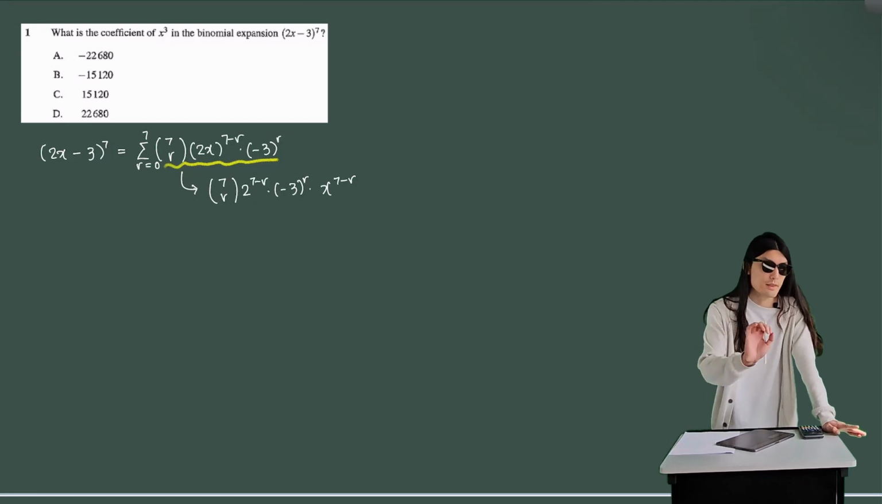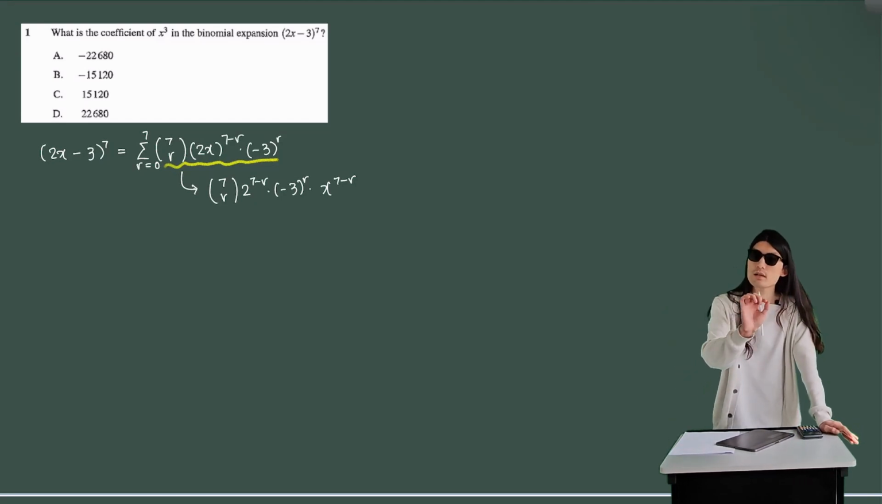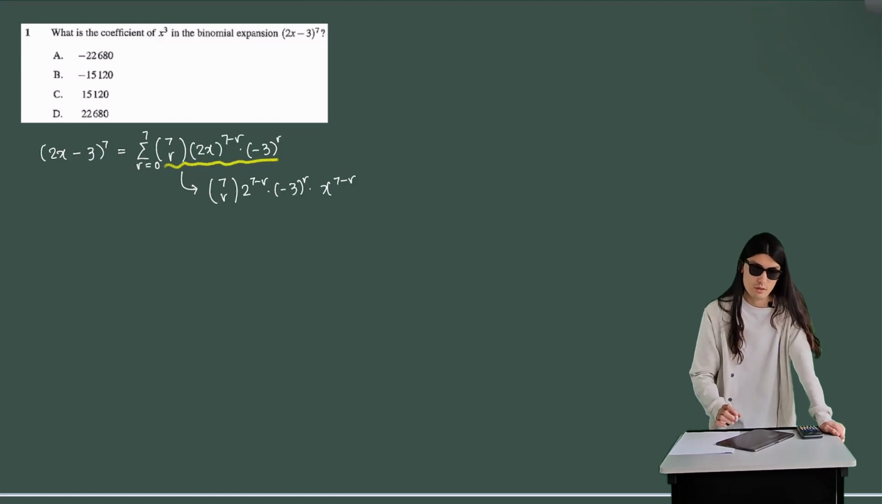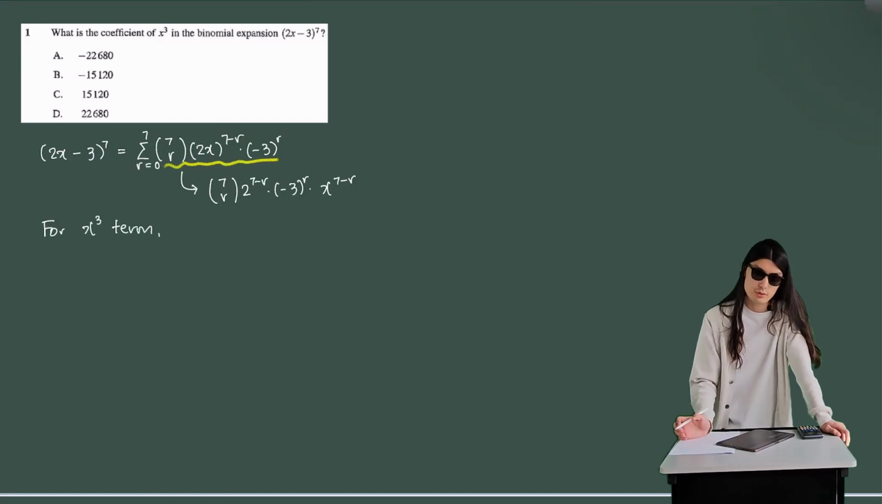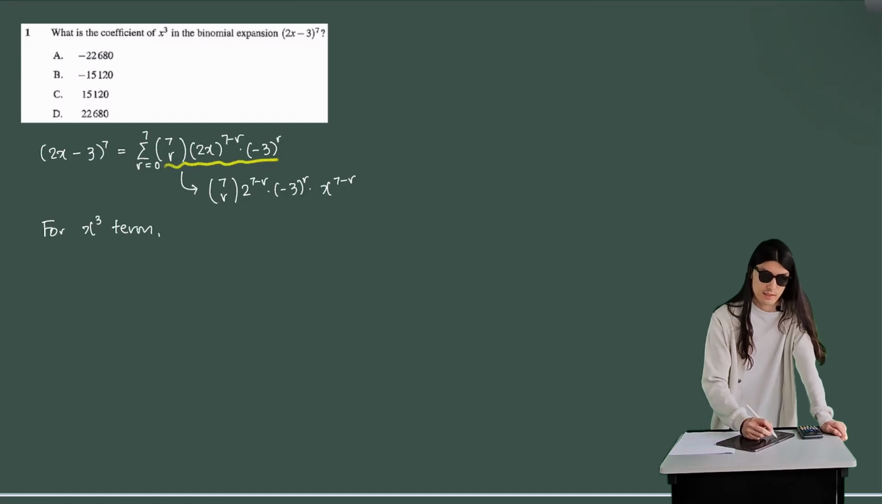Okay, the index law applied there is (a times b) to the power of n is equal to a to the power of n multiplied by b to the power of n. Okay, and for the x cubed term, which the question is looking for, I need this power on my x of the general term to be equal to 3, of course. That means 7 minus r is equal to 3, which of course means r is equal to 4.